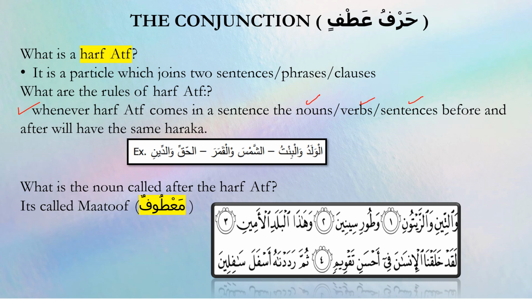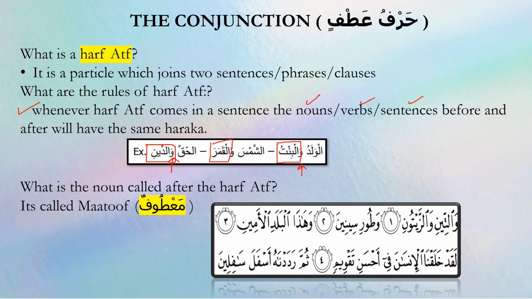And the second rule is, what is matuf? Matuf is any noun that comes after harf atf. For example, here, al-qamar, al-teen, and al-bint, all these nouns after waw are called matuf.